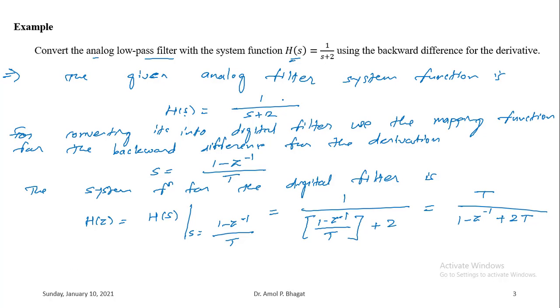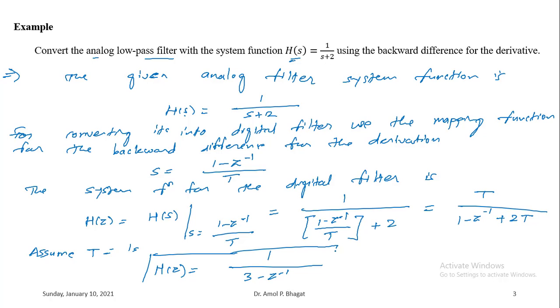When the value of capital T is not specified in the example, then you can assume T is the sampling period. So assume here T = 1 second. Therefore H(z) = 1/(1 - z^-1 + 2). Since 2 plus 1 is 3, it will be 1/(3 - z^-1). So this is the required digital filter's system function.